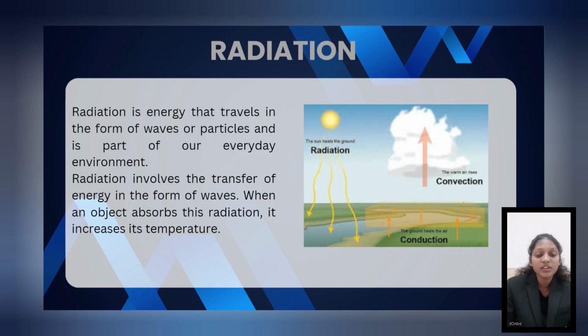Darker objects absorb more radiation and get hotter. Lighter objects reflect more radiation and stay cooler. Radiation is used in devices like microwaves to cook food. It is also why we feel warm standing near a fire even if we are not touching it. Radiation is very important in nature and technology.